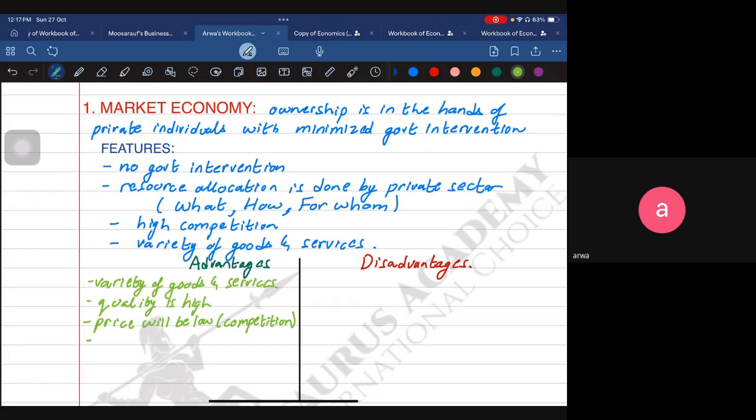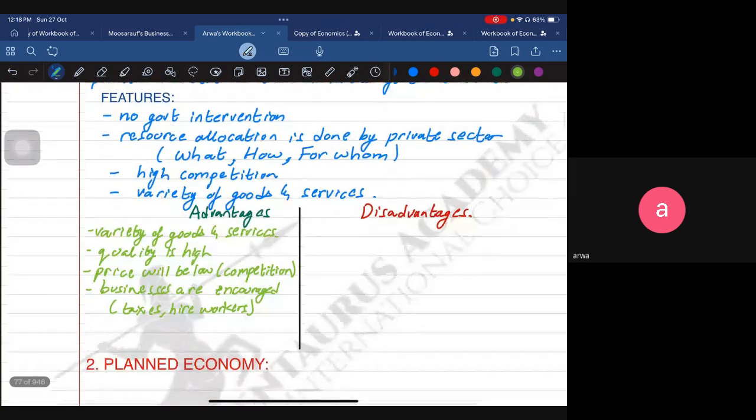Yes, sir. And businesses are encouraged to do business. Yes, sir. So when businesses are encouraged, what happens is that they pay the taxes, they hire the workers. So employment is there, and government is generating money out of it. So these are the good parts. Then high production. Yes, sir. So that is also a good thing, that the GDP is increasing. Yes, what were you saying?